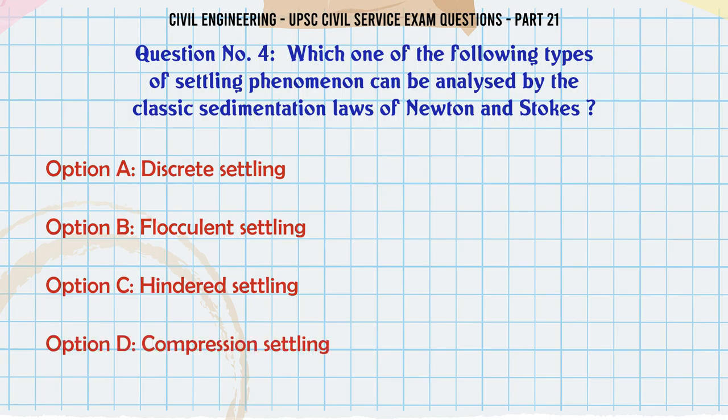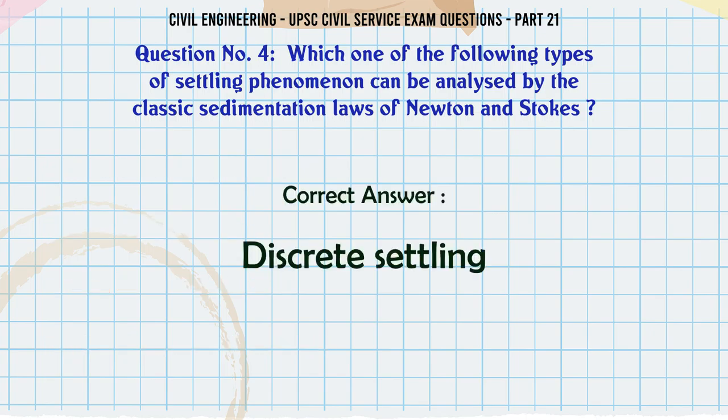Which one of the following types of settling phenomenon can be analyzed by the classic sedimentation laws of Newton and Stokes? A. Discrete settling. B. Flocculent settling. C. Hindered settling. D. Compression settling. The correct answer is discrete settling.